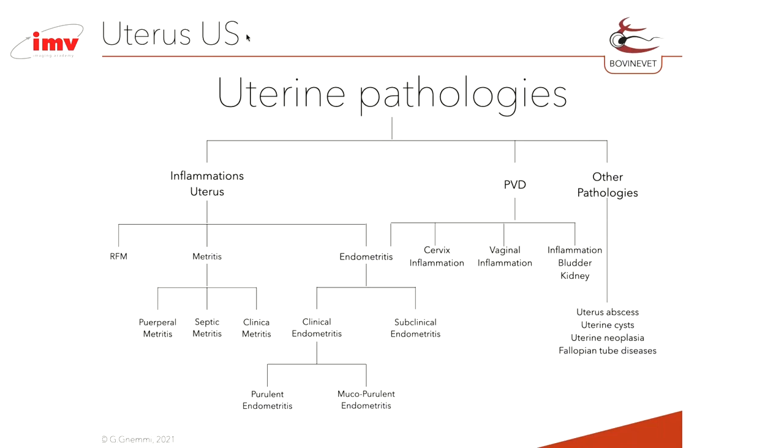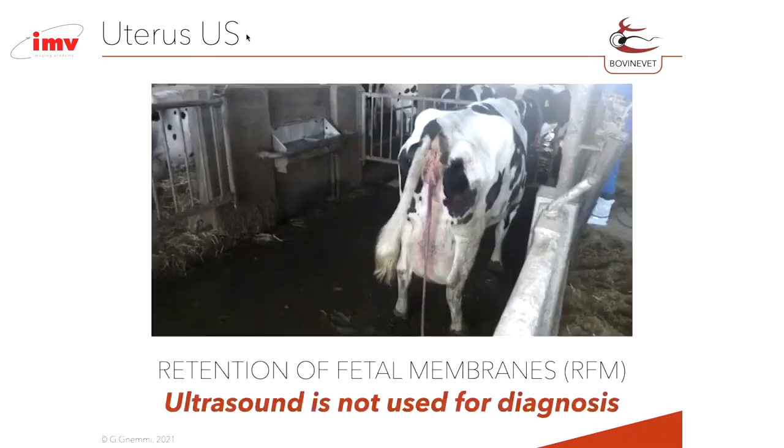I want to remember the main ones, it's important. So, uterus abscess, the uterus cyst, the neoplasia of the uterus, fallopian tube disease, but we will see also pathology of the vagina and pathology of the cervix in the future meetings. Well, where we can start to use an ultrasound.